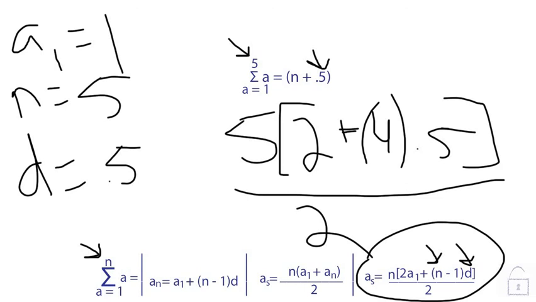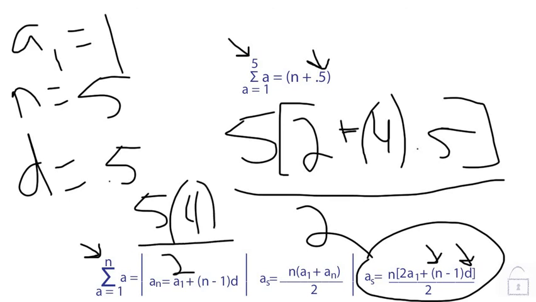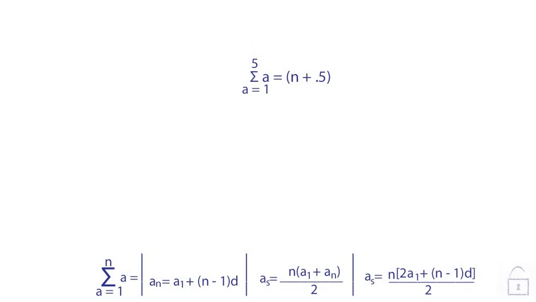Alright, so now let's clean this up. 4 times 0.5 is the same thing as saying 4 divided by 2, so we get 2. 2 plus 2 is equal to 4, so we get 5 times 4 over 2. 5 times 4 is equal to 20, so then 20 divided by 2 is equal to 10. So we can rewrite this as a sub s, so the sum of a is equal to 10.